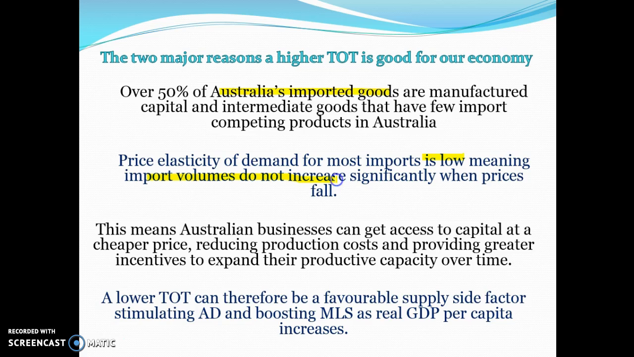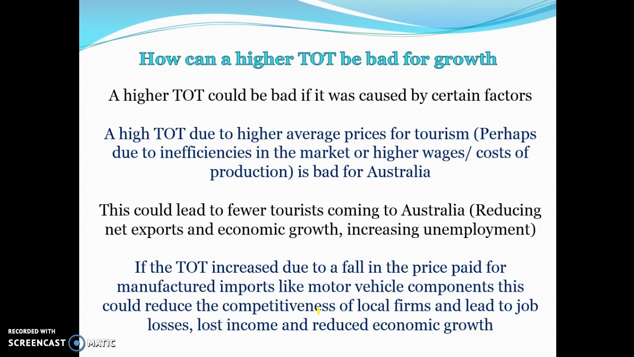And firms benefit from lower cost of production. We get access to capital at a cheaper price, and that provides greater incentives to boost productive capacity. A lower terms of trade can therefore be favourable for supply and help to boost aggregate demand, material living standards, and GDP per capita. A higher terms of trade can be bad for growth, and that would be if it was caused by certain factors.